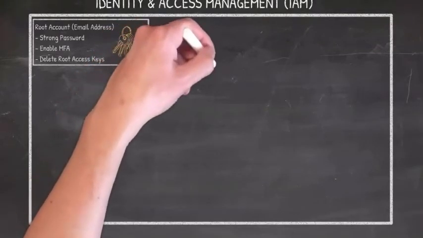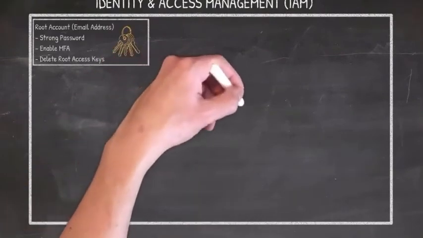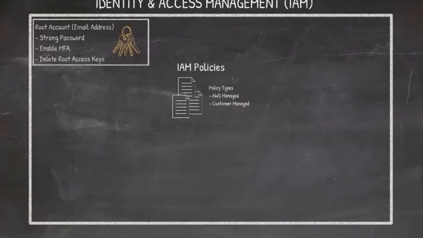At the heart of IAM are IAM policies. There are two types of IAM policies, which are AWS managed and customer managed. An IAM policy specifies what a principal has access to or has been denied access to. IAM policies can be assigned to different principals later.